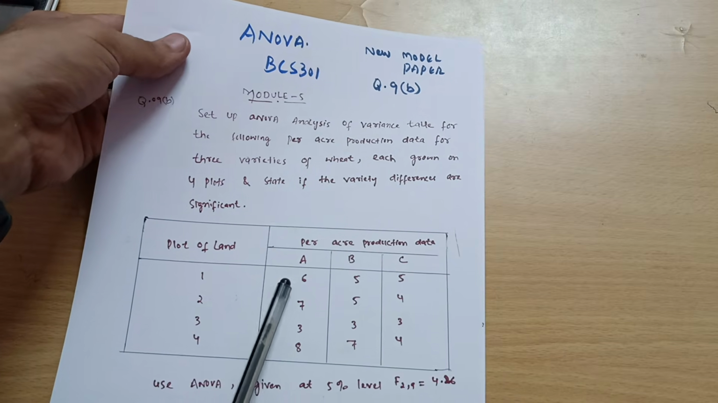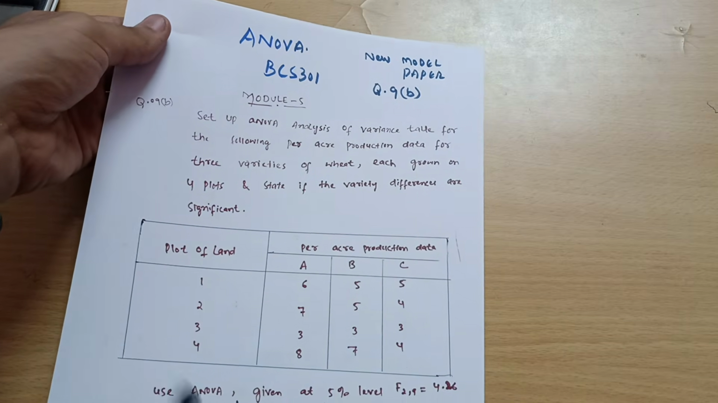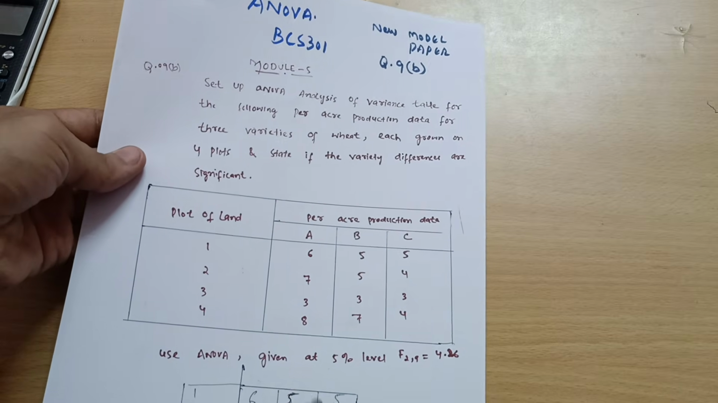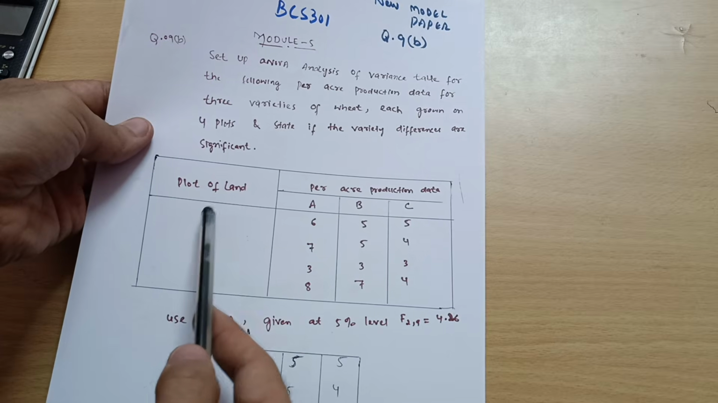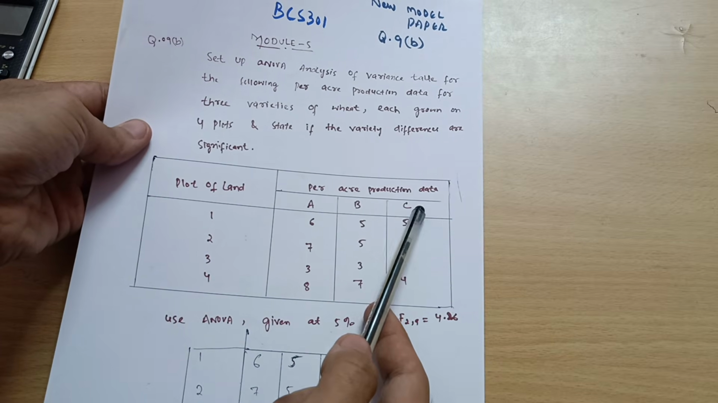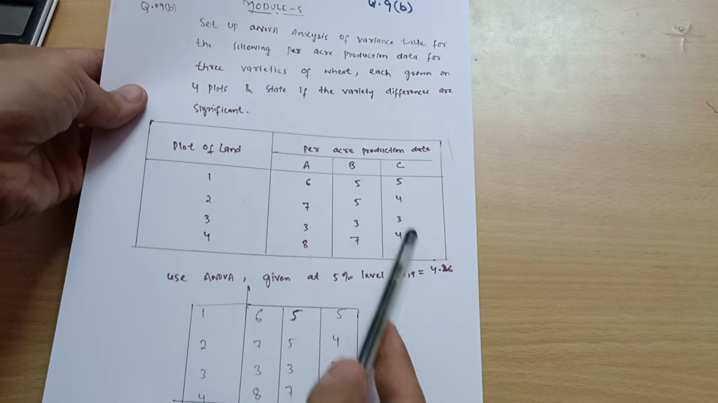This problem is similar to question number 9a, which we have already solved. If you have not watched it yet, you can go through the description box, where I have provided the link. This is the plot of land 1, 2, 3, 4, and the per acre production data is given for A, B, C over here. So this is 6, 5, so this is the data.